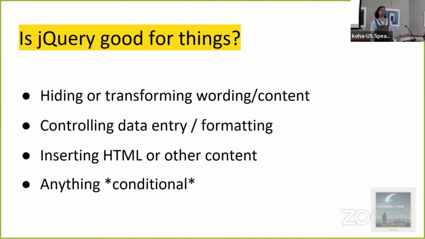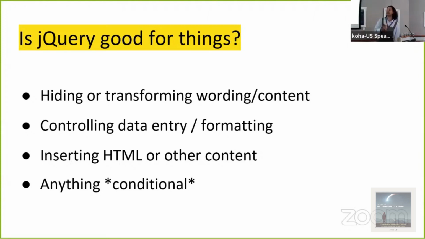So like hiding and transforming words. Most of you probably have jQuery on your Koha site right now, relabeling at least one field in the patron record. So like our sort one field doesn't say sort one on it, it says service area. And that's jQuery finding places on web pages that say sort one and making them say service area instead. And that's some pretty easy substitution.